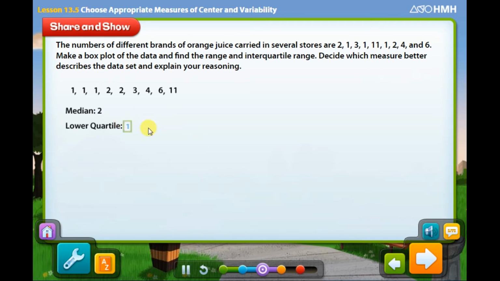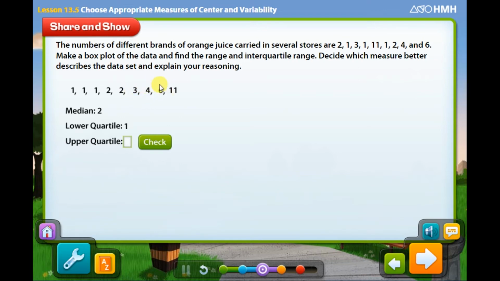Good job. The median of the 4 values less than the median is 1. So the lower quartile is 1. What is the upper quartile of the data set? Okay, so it is the median of the upper group. We have 4 numbers. So in the middle there are 2 numbers.